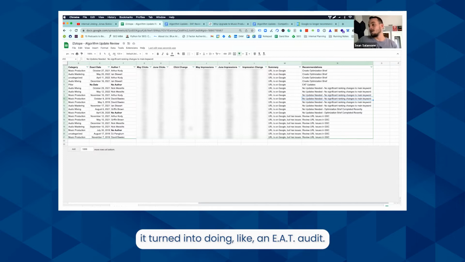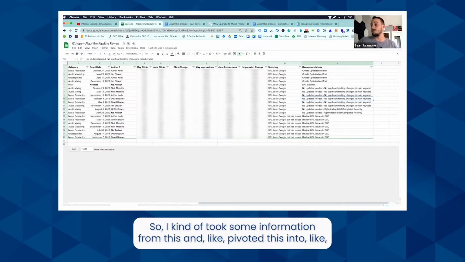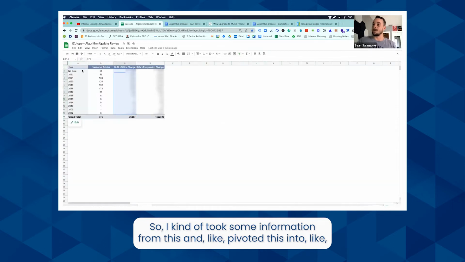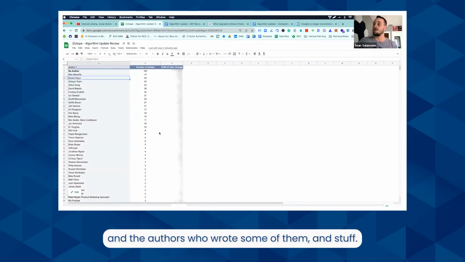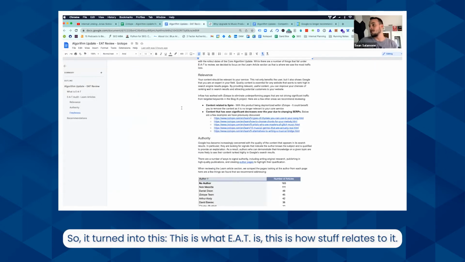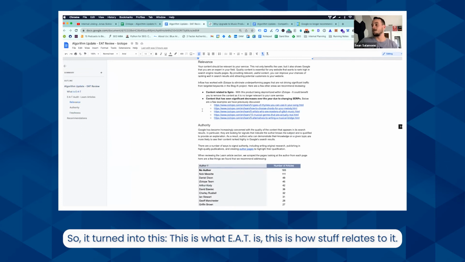And then it turned into doing an E.A.T audit. I took some information from this and pivoted it into the dates in which things were written and the authors who wrote some of them. So it turned into this: this is what E.A.T is, and this is how this stuff relates to it.